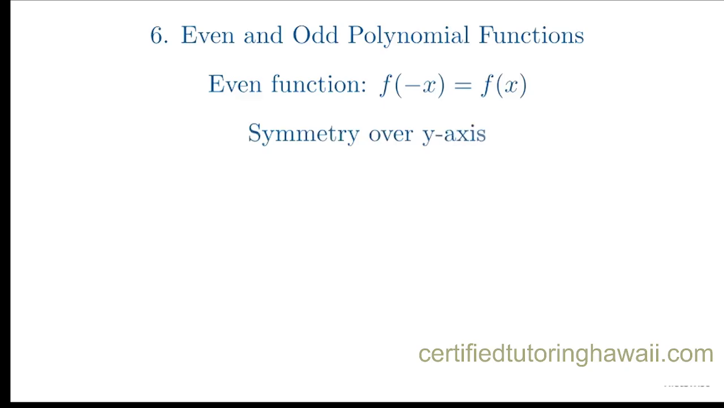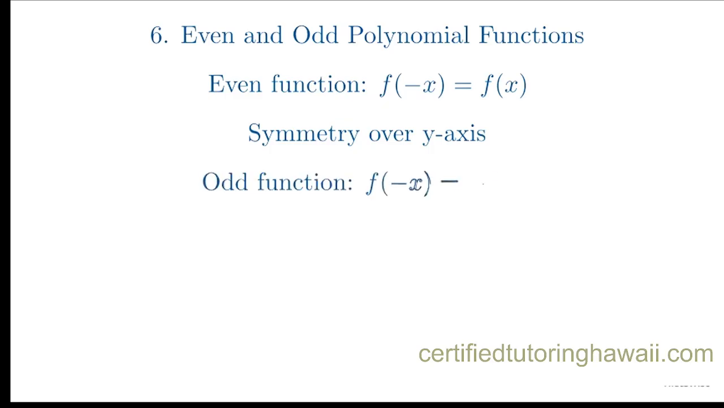Our final topic is about the symmetry of polynomial functions. We classify polynomials as even or odd based on how they behave when we replace x with negative x. An even function is one where substituting negative x into the function yields the exact same function back. In other words, f of negative x equals f of x. Geometrically, this means the graph is symmetric with respect to the y-axis, like a parabola.